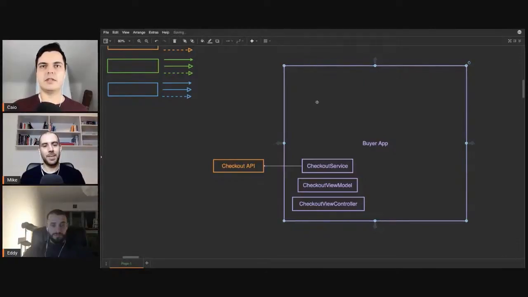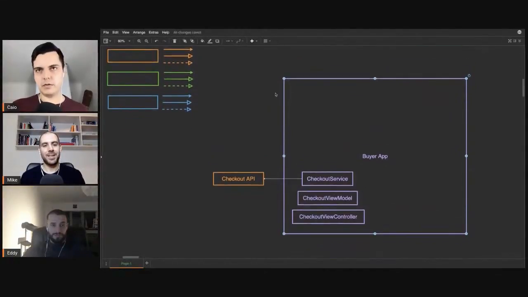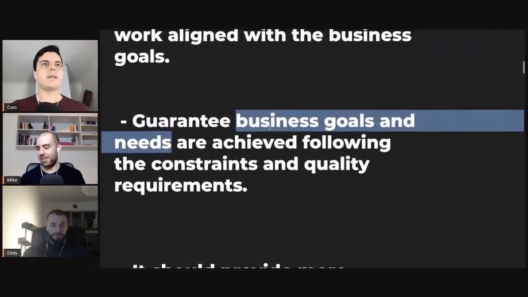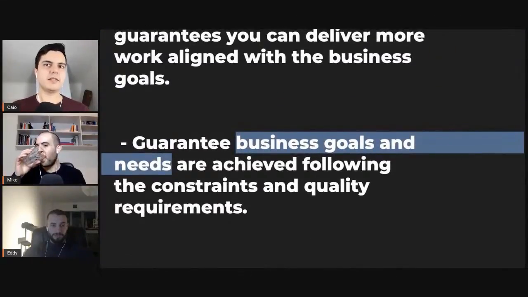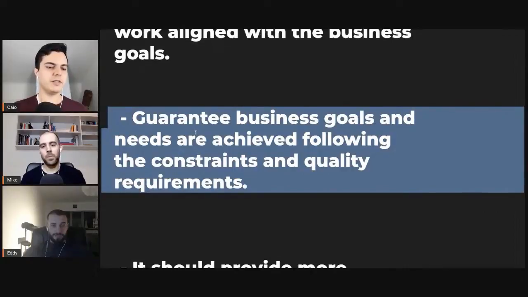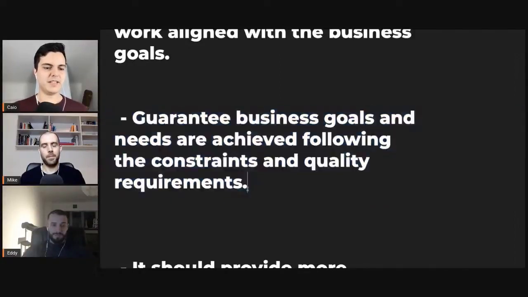Not everyone looks at architecture the way we explain in this channel. Not everyone thinks of architecture as existing to guarantee the business goals and needs, following constraints and quality requirements. Not everyone follows this definition. We follow this definition that we learned from our mentors, from people that we trust in the industry, and not everyone follows that. For some people, an app architecture is MVVM or MVC or MVP or VIPER, but that's not how we see architecture at Essential Developer. Make sense?